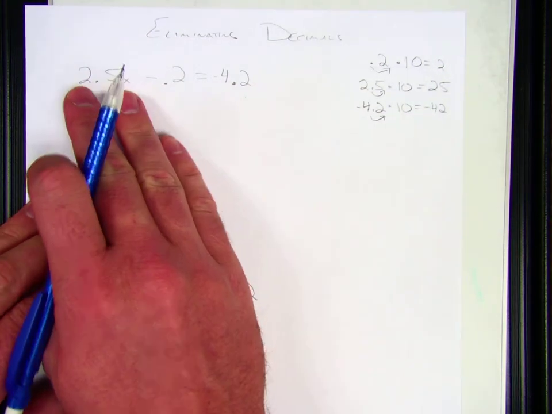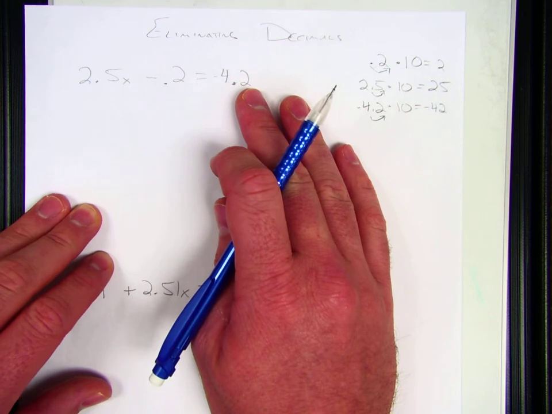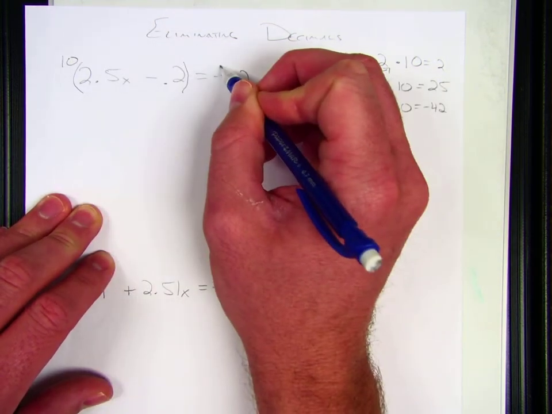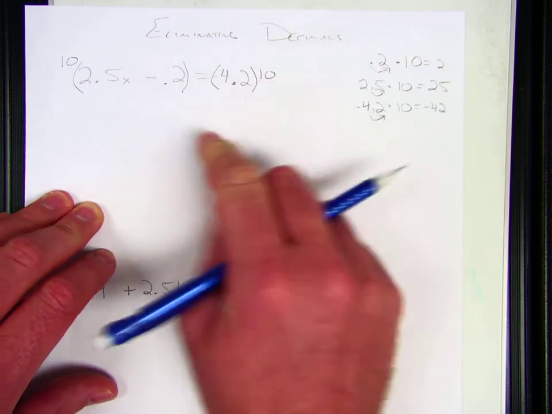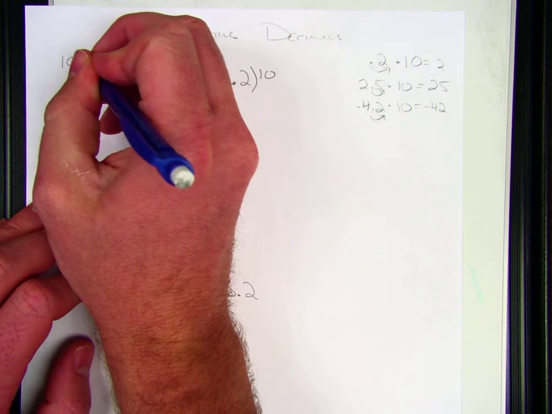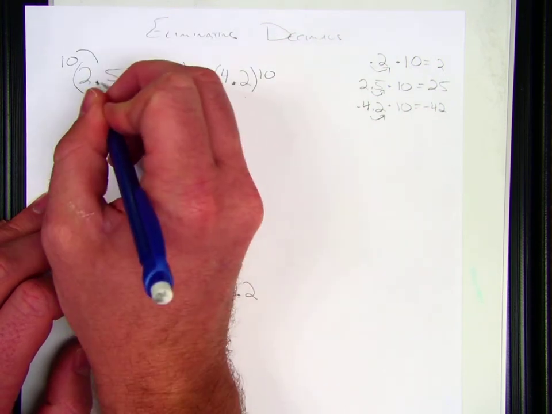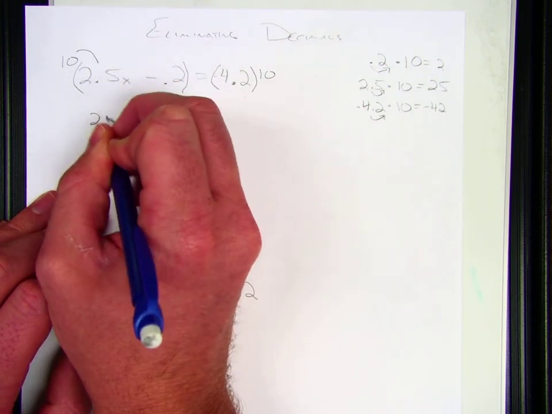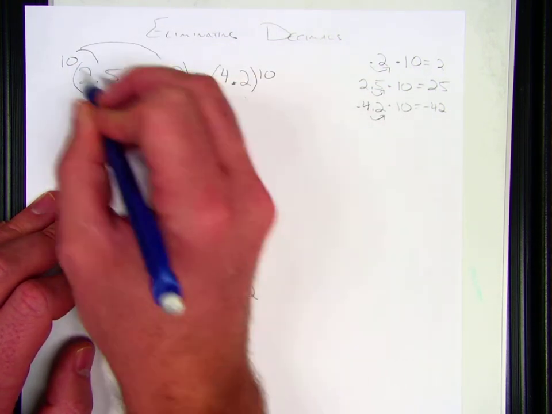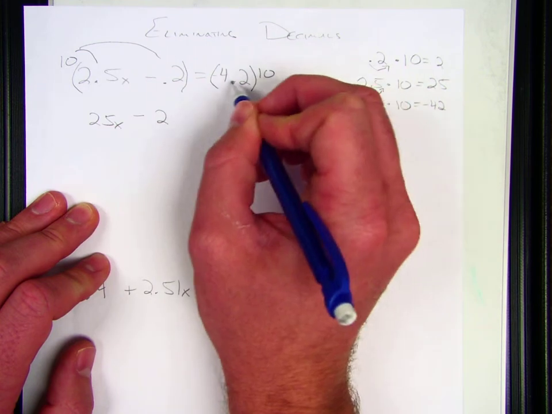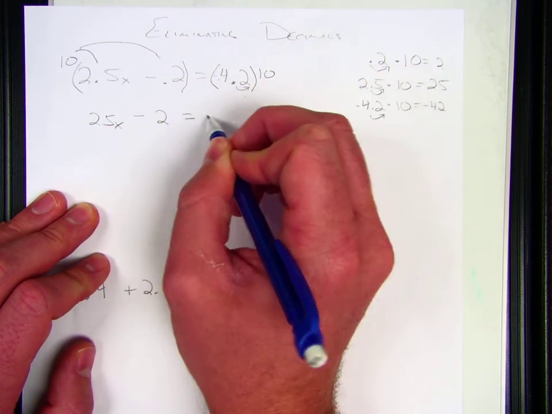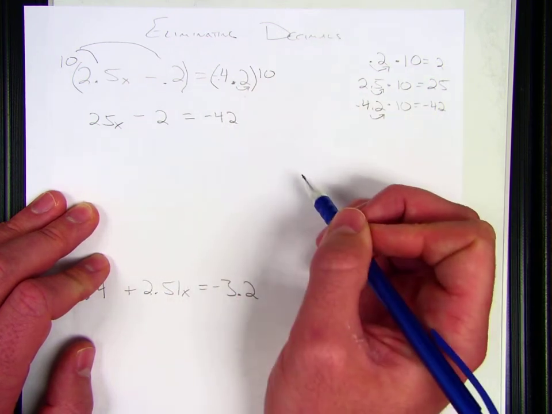So what I can do in this example to get rid of my decimals is multiply each side of the equation by 10, because you can do anything to one side of the equation as long as you also do it to the other. So 10 times 2.5x, once again moving that decimal one place to the right, is 25x, minus 10 times 0.2 is just 2, and that's equal to negative 4.2 times 10. Move that decimal one place over and get negative 42.